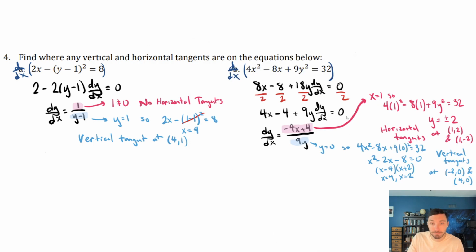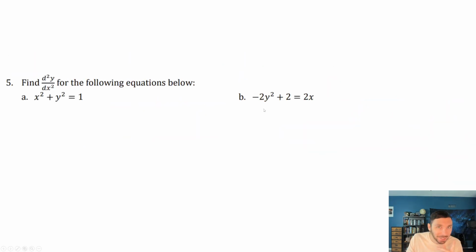We get a mess of a problem for this one, but it's still the same philosophy, setting that numerator equal to 0. You get one of your two coordinates, and then you're plugging into the original equation to find the second component of it. So we have 2 horizontal tangents and 2 vertical tangents. My guess is that this is maybe an ellipse or something. I don't know. Go ahead and graph it if you want.